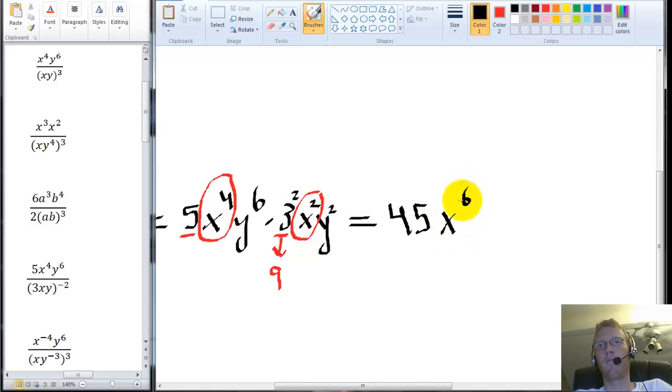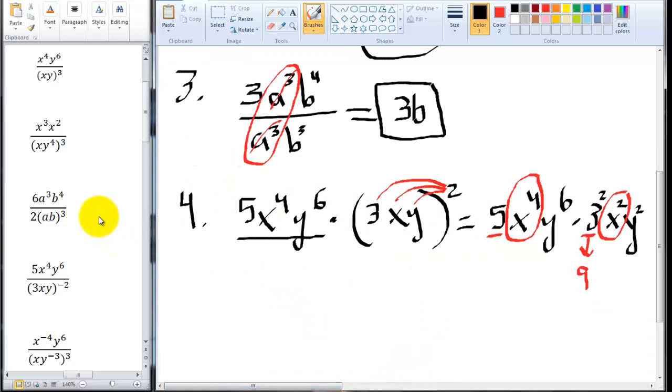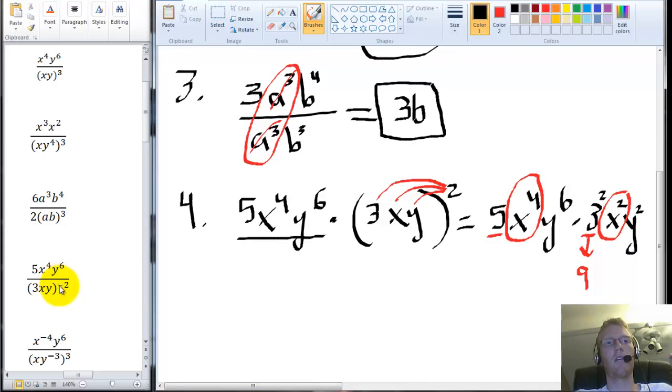Now my variables, I've got x to the 4th right here, and I've got x squared right here, so I have a total of x to the 6th. Again, you multiply two numbers with the same base, you should add the exponents. For the y's, how many y's do I have? I have 6 here and 2 here, so I have a total of 8. So my final answer is 45, x to the 6th, y to the 8th. Notice that everything is in the numerator, because in the original problem, a negative exponent in the bottom means I had to move everything into the numerator.